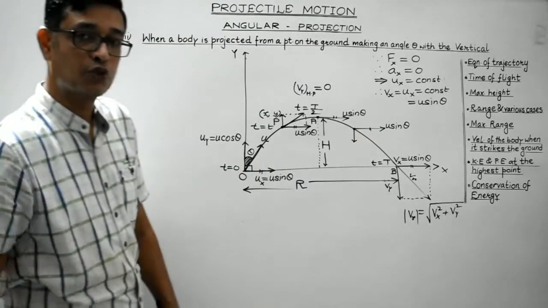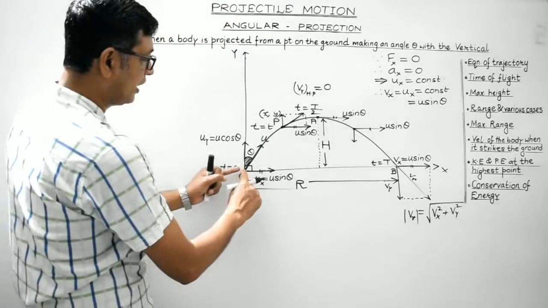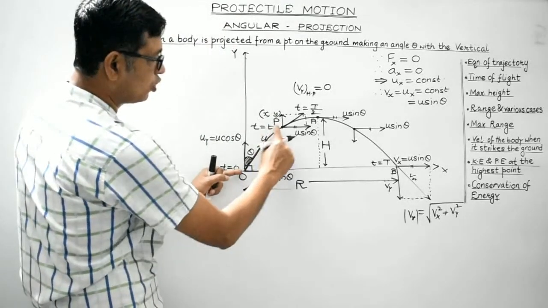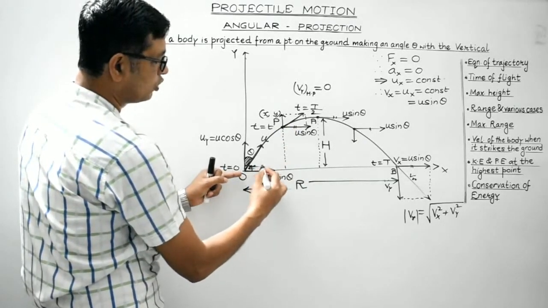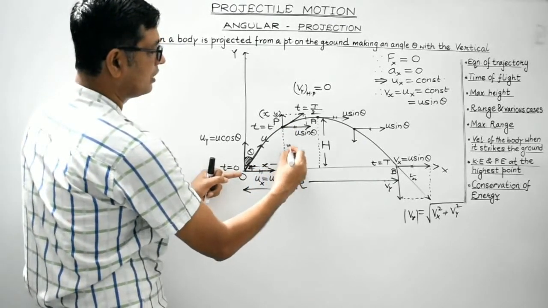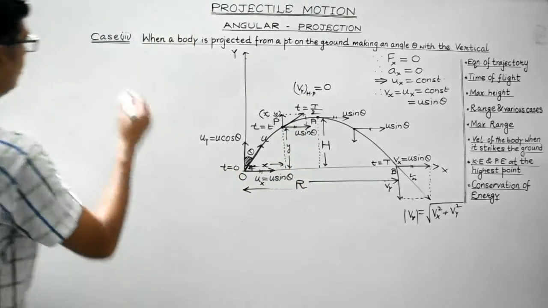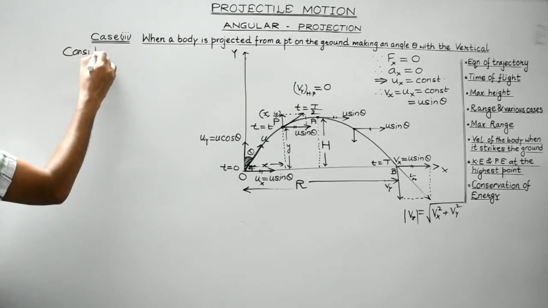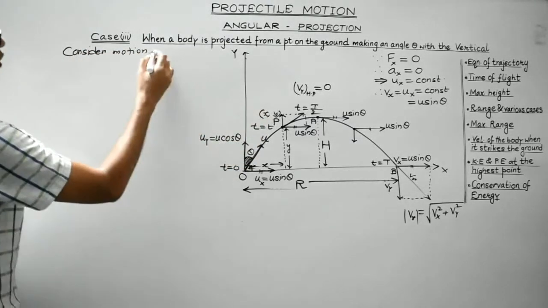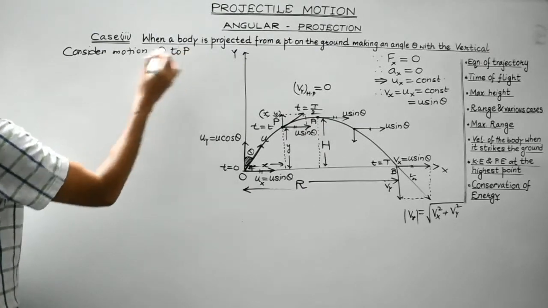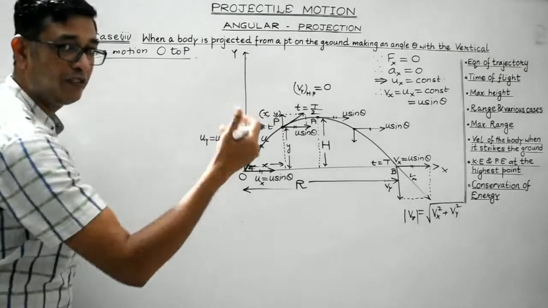So first and foremost, students, let's find out the equation of trajectory, right? Suppose during time small t, the body has moved from O to P, and during this time, the body has covered horizontal distance x and vertical distance y. So let's find out the equation of trajectory. So consider motion from O to P. O is the initial point, P is the final point.